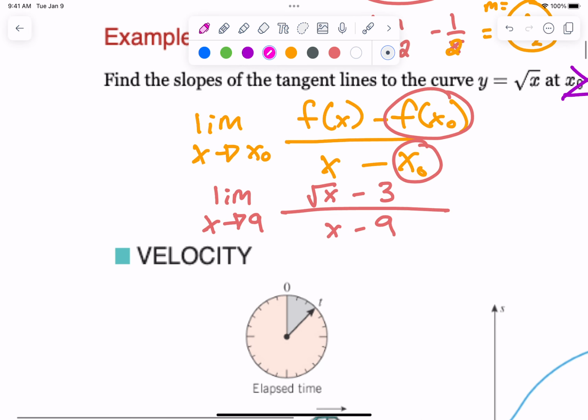This guy, just in review, is going to tell me the slope, right? That's why I'm doing this limit, so that I can find the slope at that point. Got it? Okay, I'm trying to find the slope.